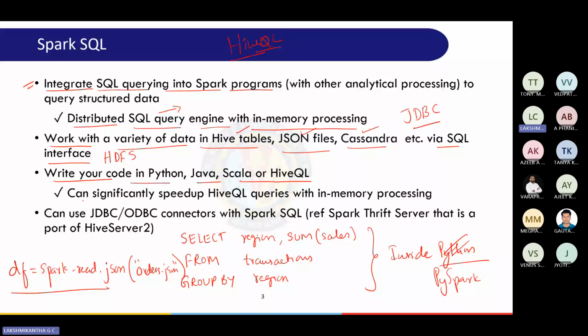Guys, Hive uses MapReduce. Correct? Hive uses MapReduce. That's why it is slow. But Spark SQL replaces MapReduce with in-memory DAG execution. Understanding why it is so fast? Many queries run 10 times to 50 times faster compared to Hive. And one more point I have mentioned here.